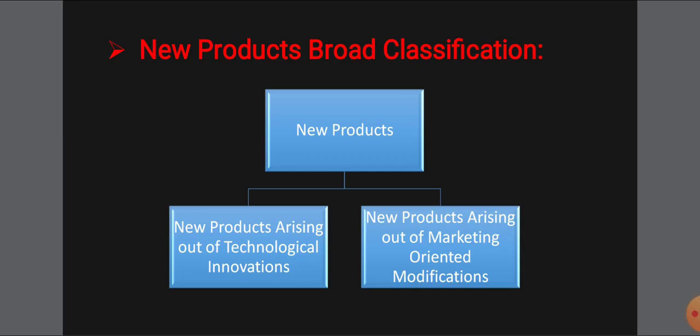In the first type, new products arising out of technological innovations means that as time passes, new technology gets developed by the R&D departments in different organizations, and due to the technological changes, new products come into use. For example, 20-35 years back, for writing we were using the typewriter. After that, as technology evolved, the new product, the computer, was formed, and we started using computers. After that, due to more technological innovations, nowadays we are using different kinds of laptops.